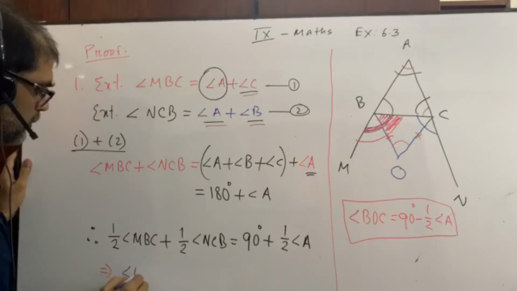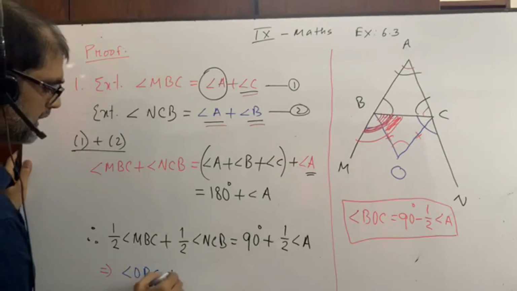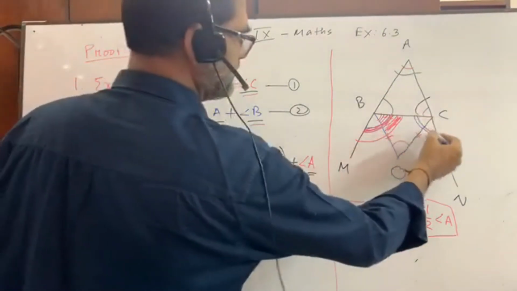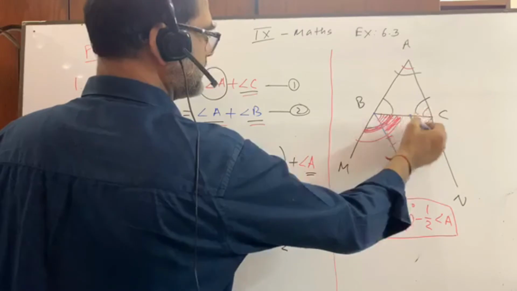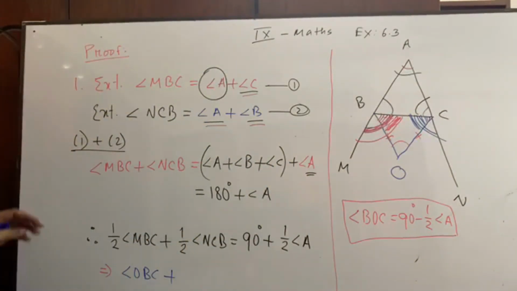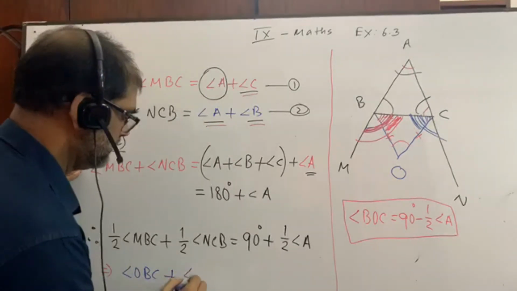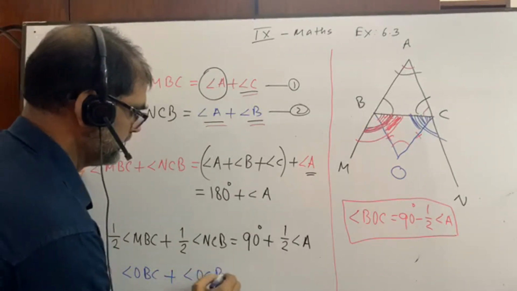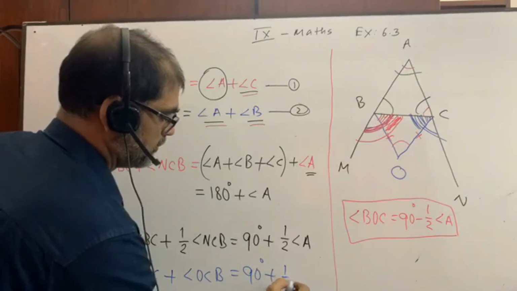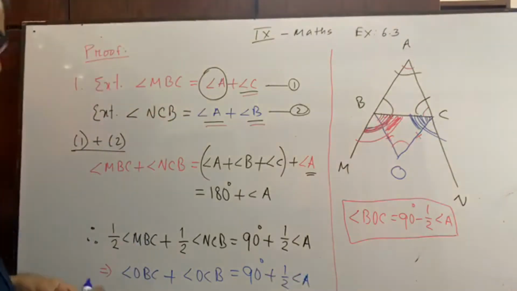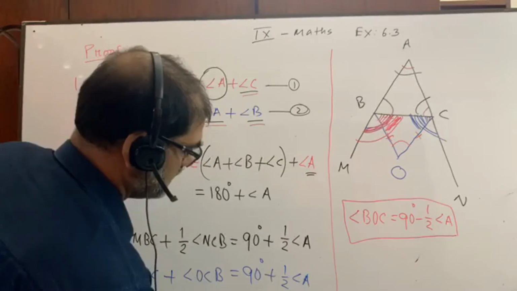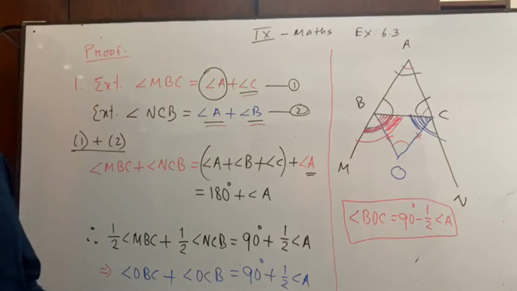In the same way, this is angle NCB. Its half is this angle, so we can write here angle OCB. Angle OBC plus angle OCB is equal to 90 degree plus half of angle A, which I am going to mark as equation 3. You copy it, please.